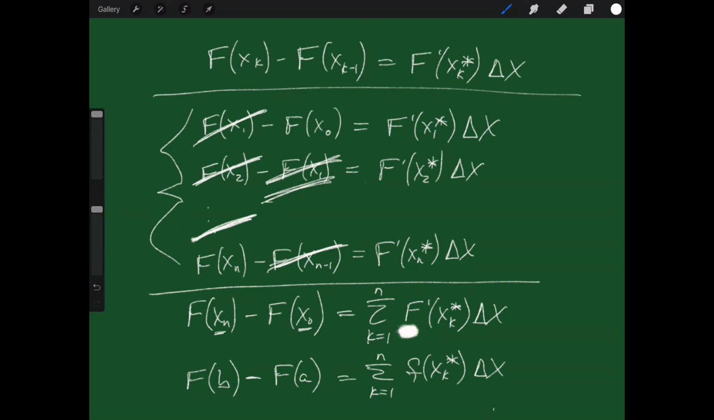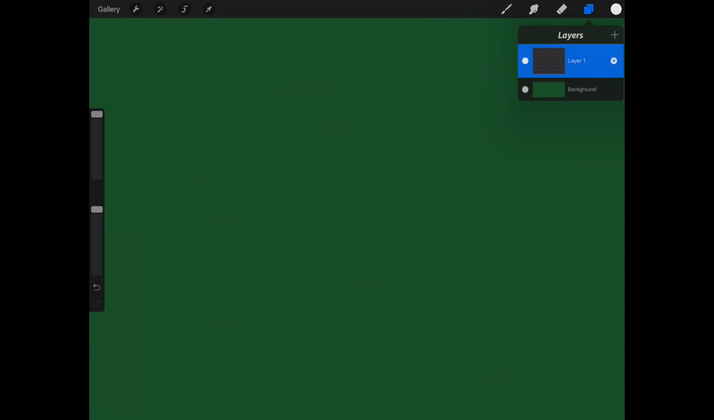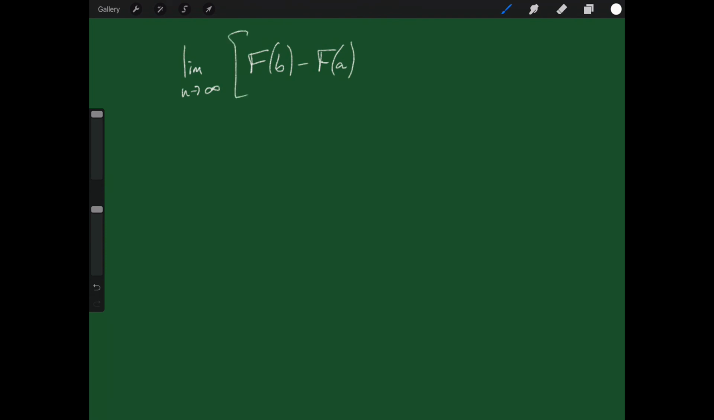Now what I want to do is, these are the same thing. Both sides are the same, so I could take the limit as n goes to infinity of both sides of the equation. Let's do it. So I get the limit as n goes to infinity of F of b minus F of a, and that's equal to the limit as n goes to infinity of the sum, k going from 1 to n, of f of x sub k star times delta x.